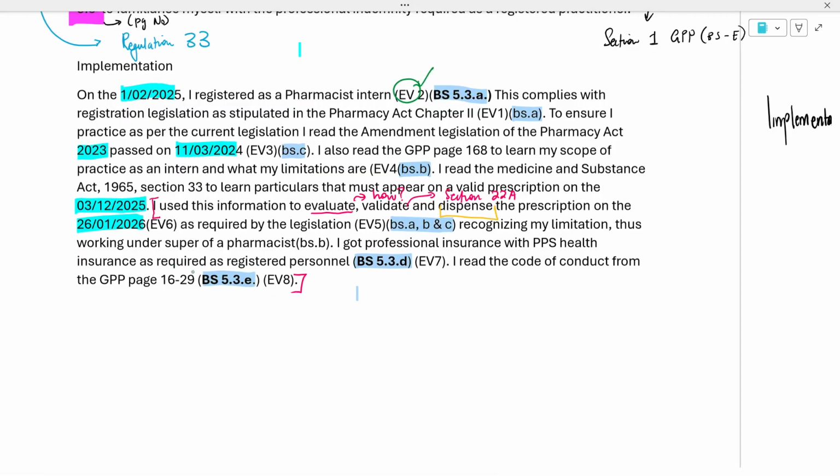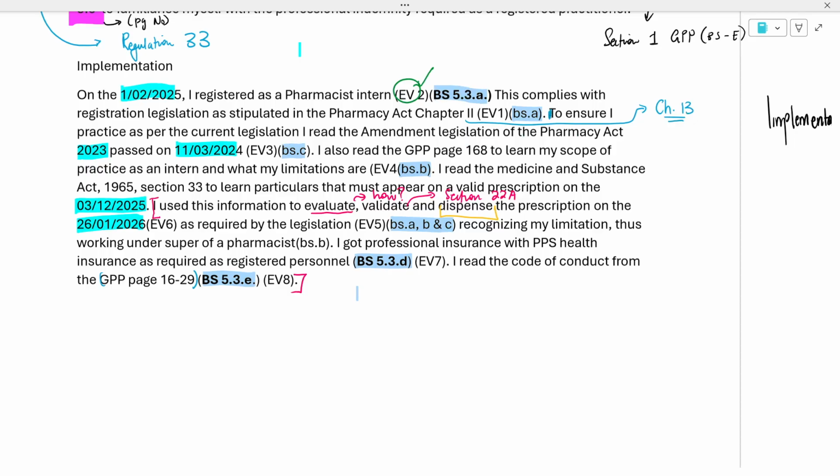It's okay. Page numbers are supposed to be included in the planning. How I would have applied this is on the 1st of February 2025, I registered as a pharmacist intern. This complies with the registration regulation stated in the Pharmacy Act. This regulation here, actually, I forgot to say, is chapter 13 of the actual act. So check this chapter, which is about this. Okay. To ensure that I practice according to this.